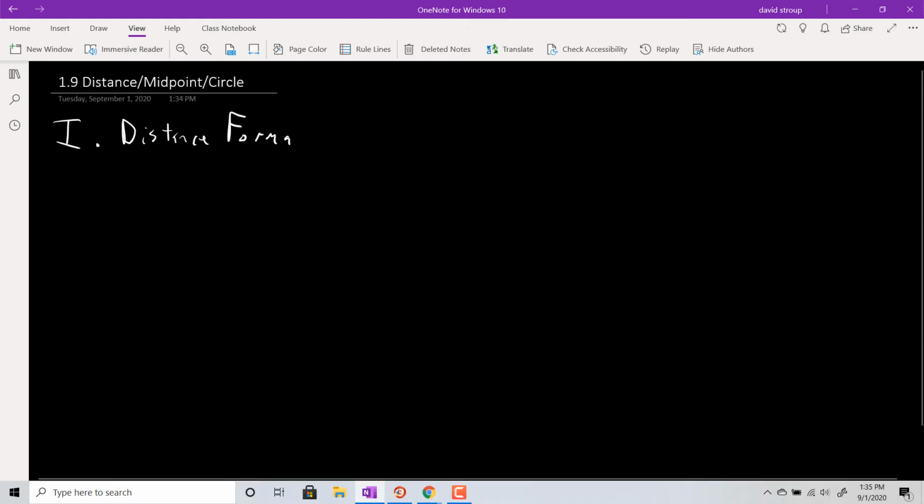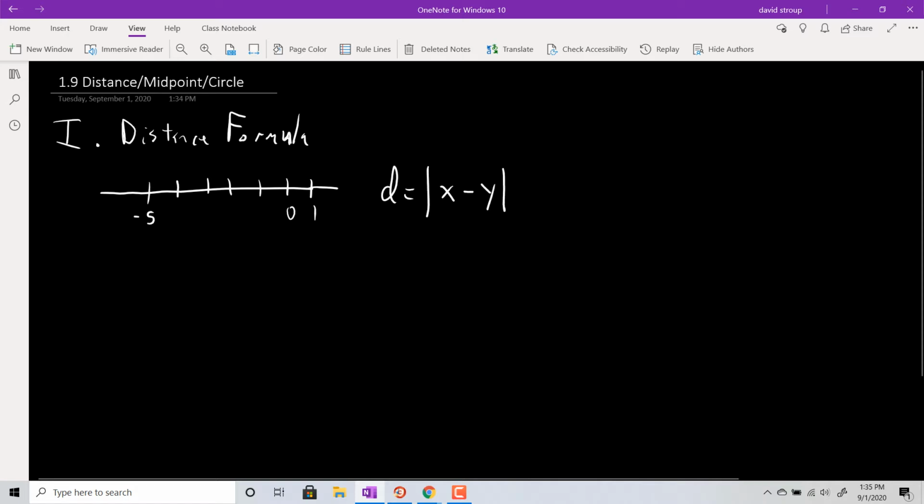The most basic distance formula is the one for finding distances on the number line. So let's say -5 is here, -4, -3, -2, -1, 0, 1 is right here. And let's say I want to find the distance between -5 and 1. The formula for doing that is just the absolute value formula. So the distance between any two numbers, x and y, is the absolute value of x minus y.